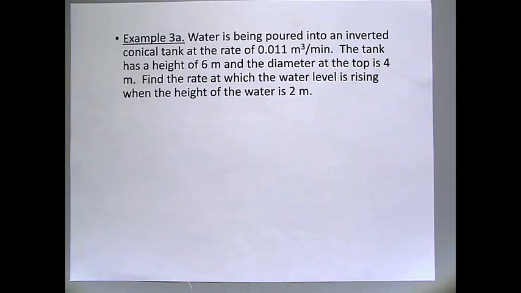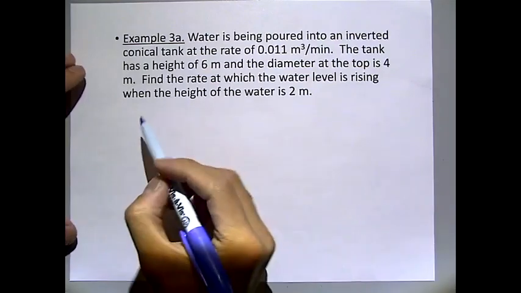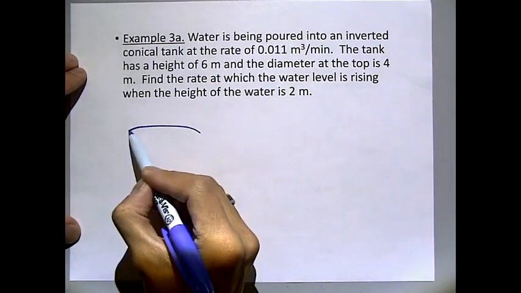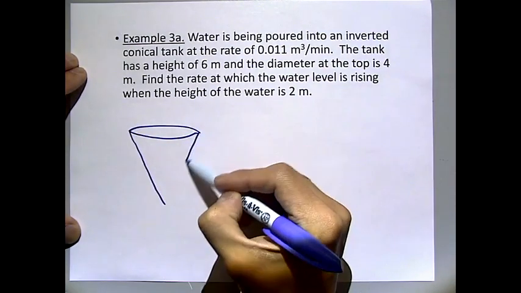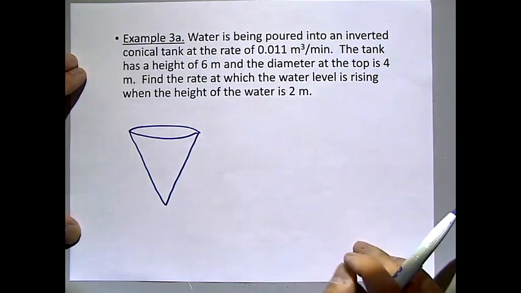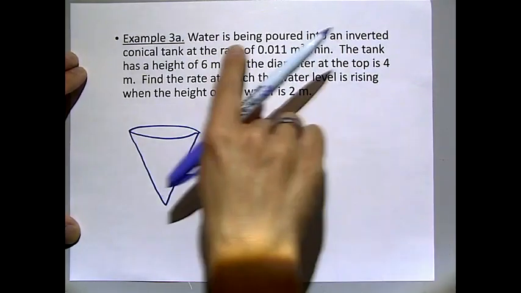Okay, here we got an inverted conical tank. So it's a cone upside down, right? The wide end is near the top, at the top. So this is what we got. And we're pouring water into this tank.